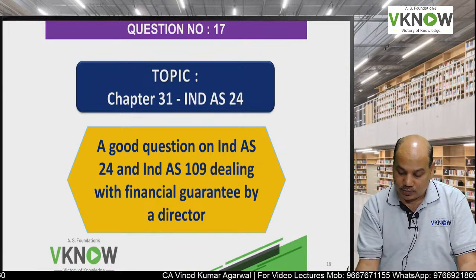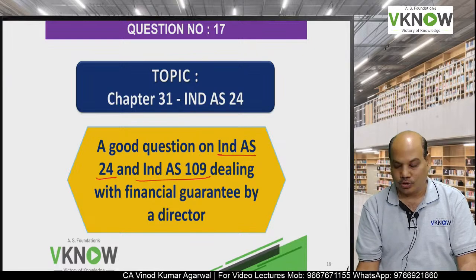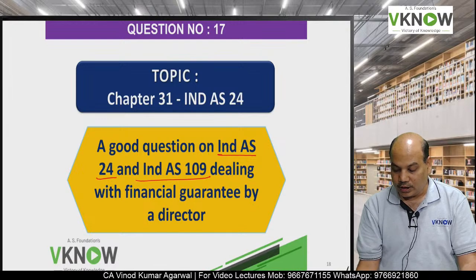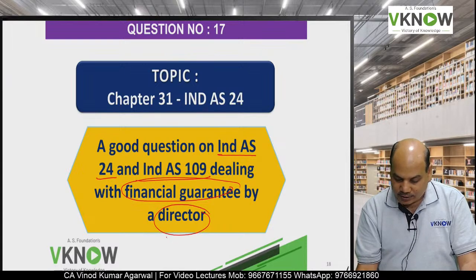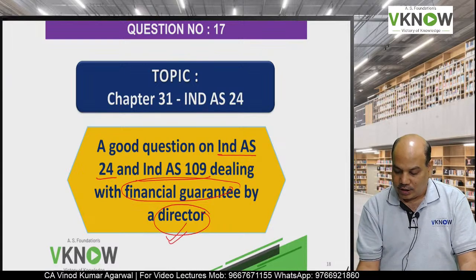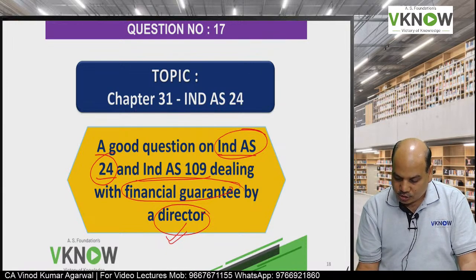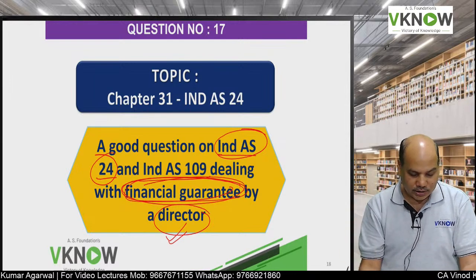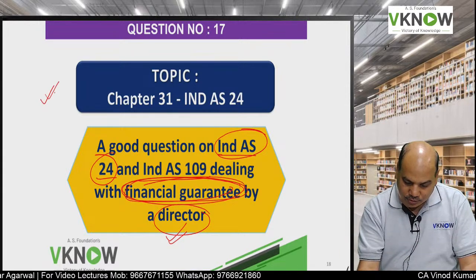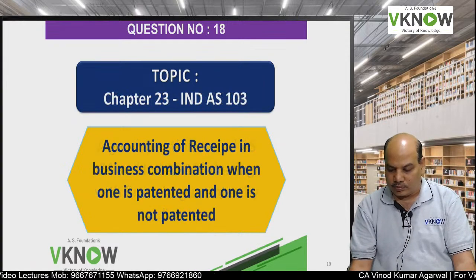Question number 17 was a combo offer, Ind AS 24 plus Ind AS 109. A director of the company has given financial guarantee. Because the director is involved, he is a related party, Ind AS 24 is applicable. Because financial guarantee is involved, Ind AS 109 gets involved. So this is also a very good question, should be practiced before going to the exam.